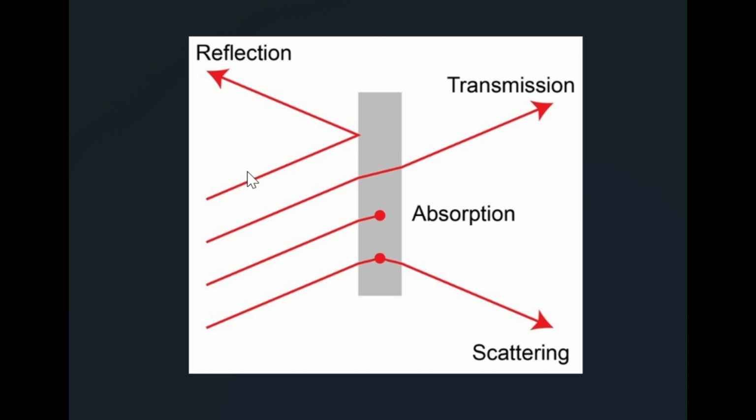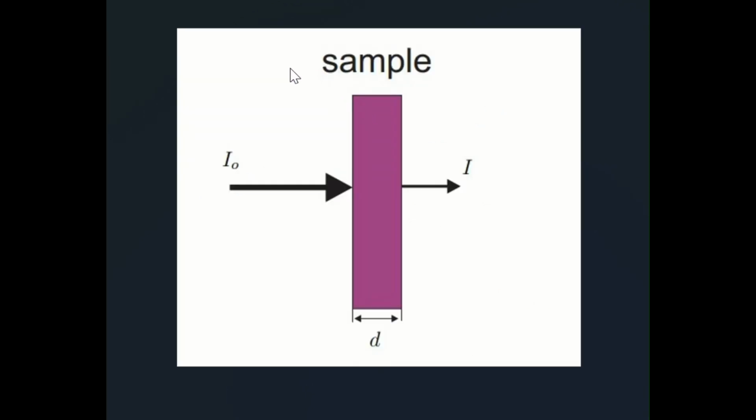We'll continue, and in the next part we're going to concentrate only on the transmission side of things. To make things simple, we are going to ignore all the other types of phenomena that happen when light interacts with matter, and only consider a case where we have transmission of light.